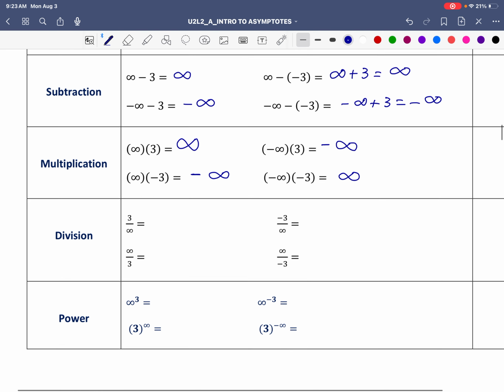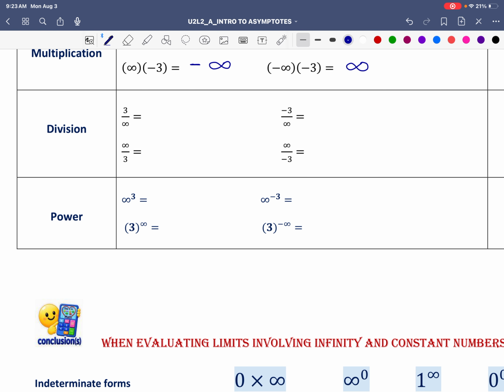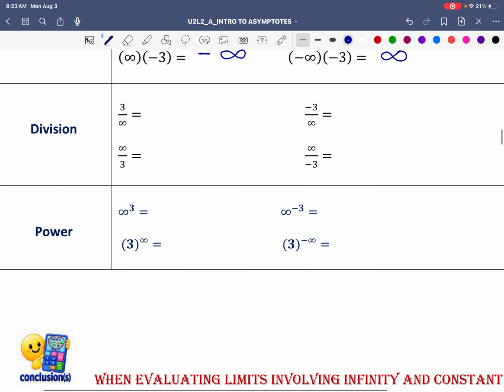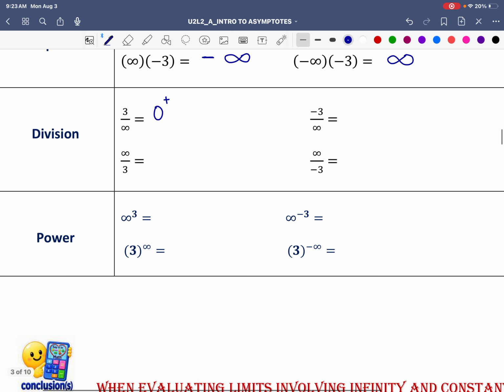Now let's take a look at division. Division has always been a little bit tricky, but let's take a look at this. So if we have number 3, we want to divide it by infinity, then we're going to say that would be very close to 0, practically 0, theoretically 0 and a little bit more than that. So we're going to write 0 plus. Negative 3 over infinity, that would be again a 0, but a 0 minus, because negative.